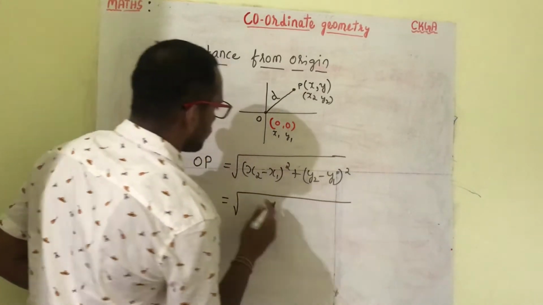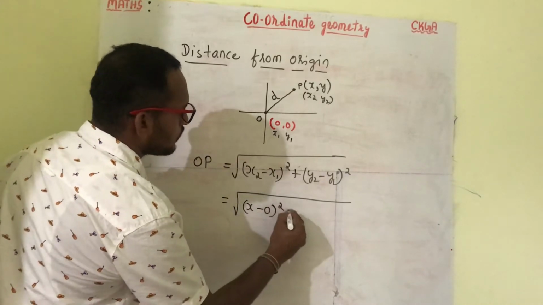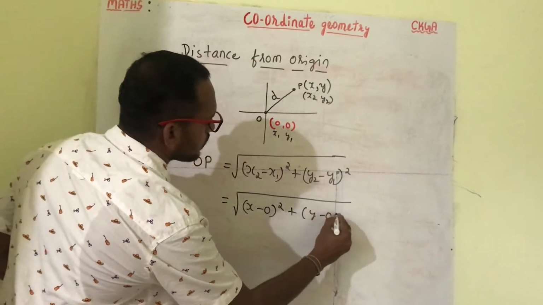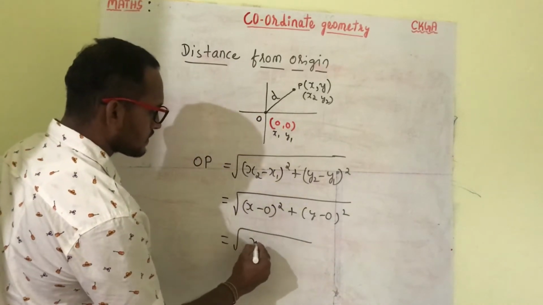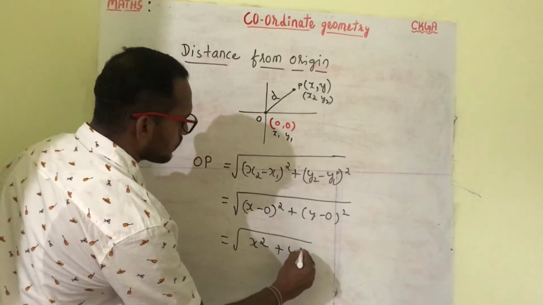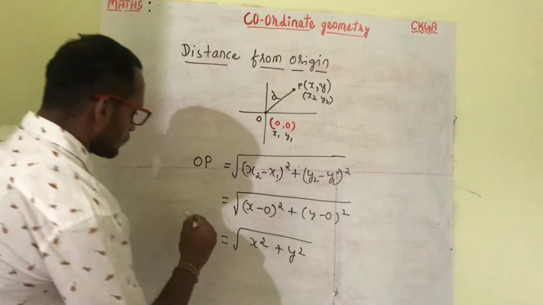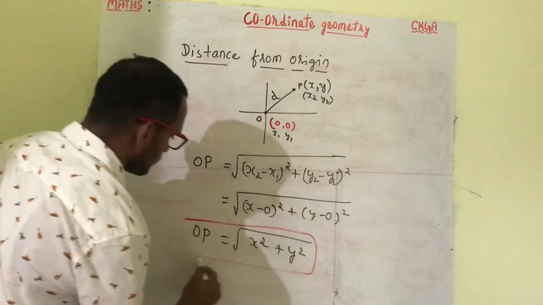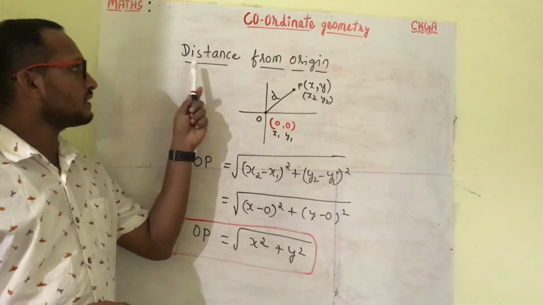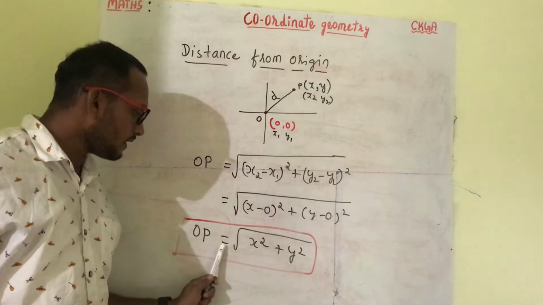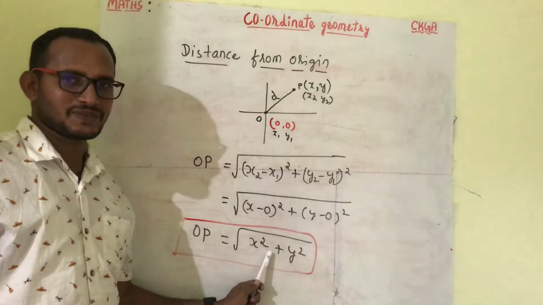(x2 minus x1) whole square, that is, (x minus 0) whole square plus (y minus 0) whole square. So finally, x minus 0 is x, that is, x square plus y square. That is the distance from origin. So you need to memorize the second formula from this lesson, the distance from origin. The formula is OP is equal to square root of x square plus y square.